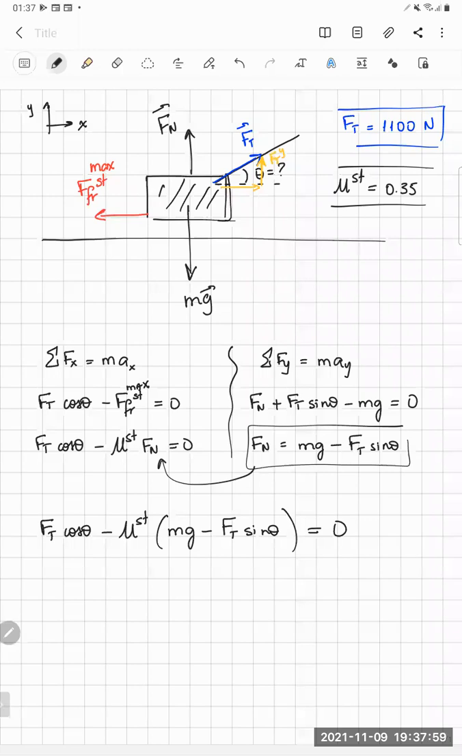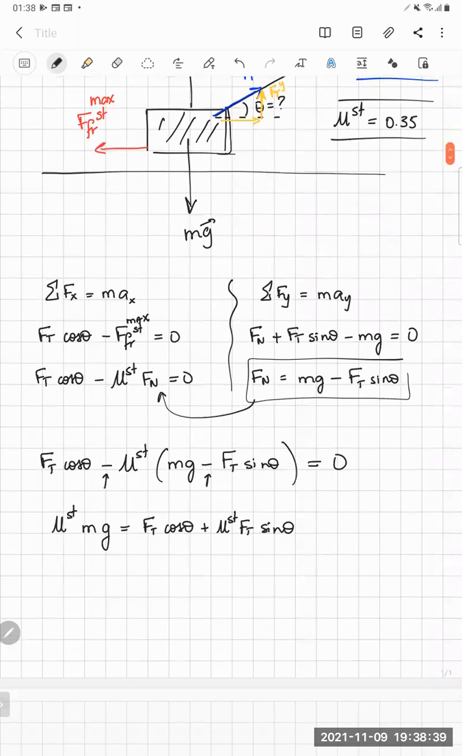So what we want to do now is to write an equation for the mass as a function of angle. I'm going to isolate the mass and put everything else that doesn't depend on mass on the other side. So here I have the coefficient of static friction, M and G. Think about this being on the right side. What we have remaining is Ft cosine of theta, and, careful, this is minus and this is minus, so we have plus the coefficient times Ft sine of theta. Things are starting to look better and better.